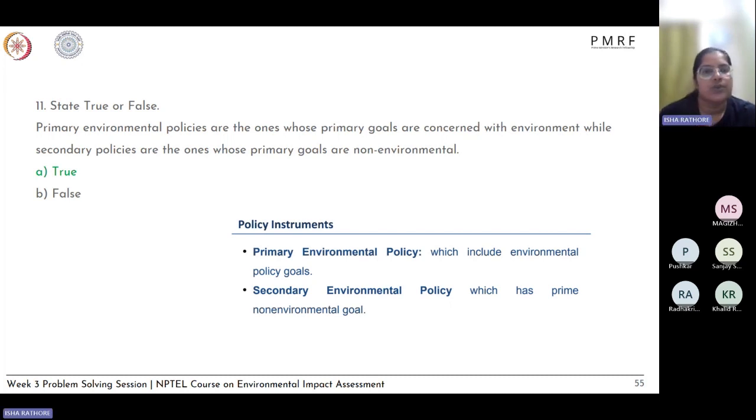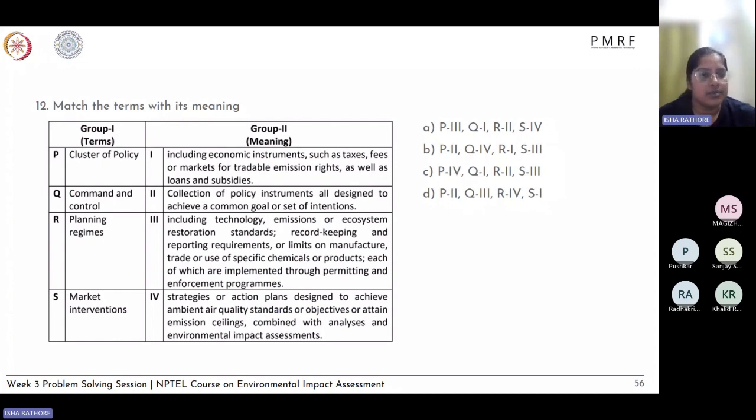So moving on to question 12. Match the terms with their meanings. Again, we looked at the terms and their meanings or definitions. So in group 1, we have terms related to policies and policy instruments, whereas in group 2, we have their meanings or descriptions.